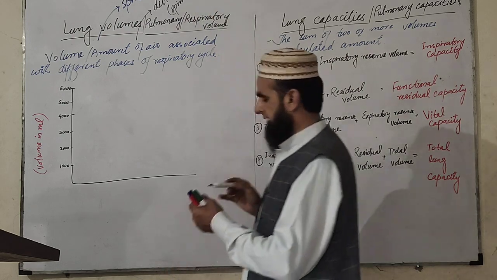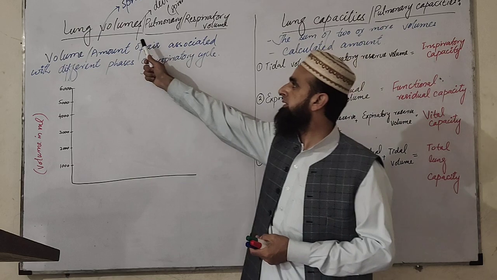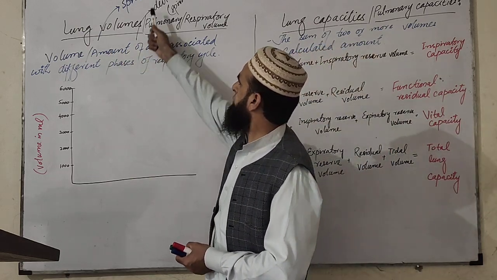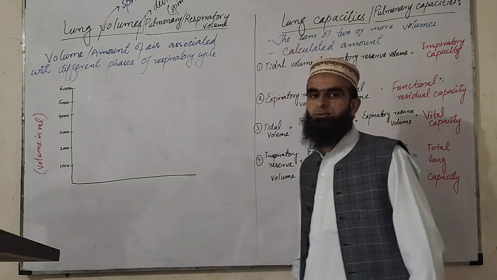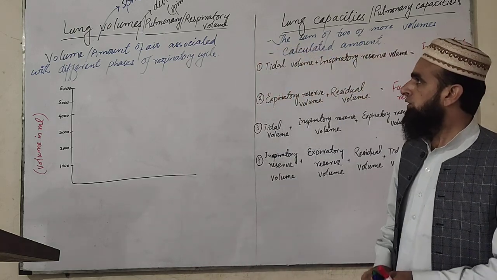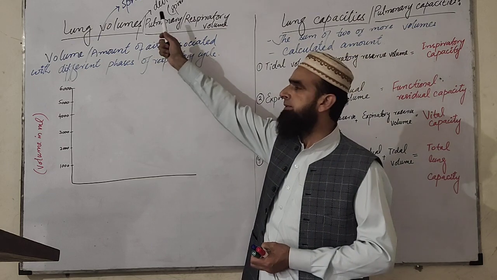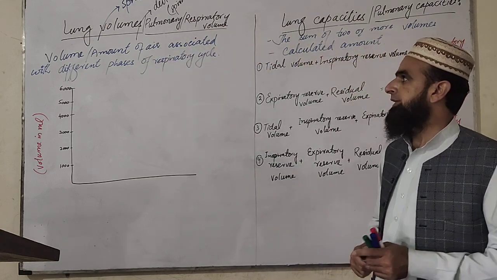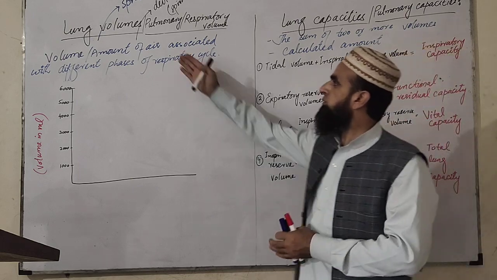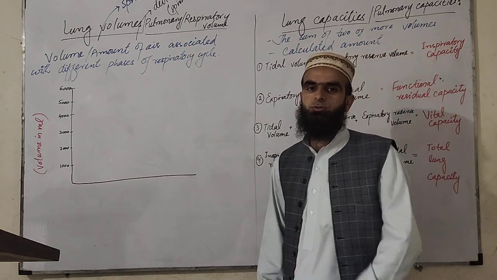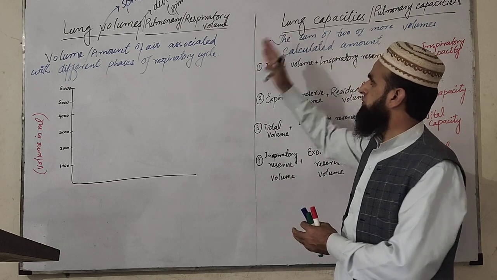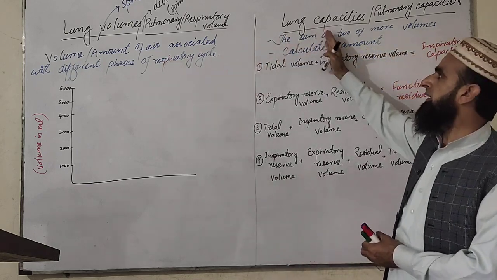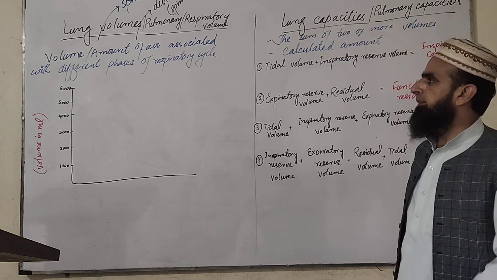So a spirometer is a device with the help of which we can measure the lung volumes, and the process of measuring the lung volumes is called spirometry. Therefore we can say that lung volumes can be measured. On the other hand, lung capacities can be calculated by adding two or more lung volumes. So this is the main concept about the difference between the lung or pulmonary volume and the lung or pulmonary capacities.